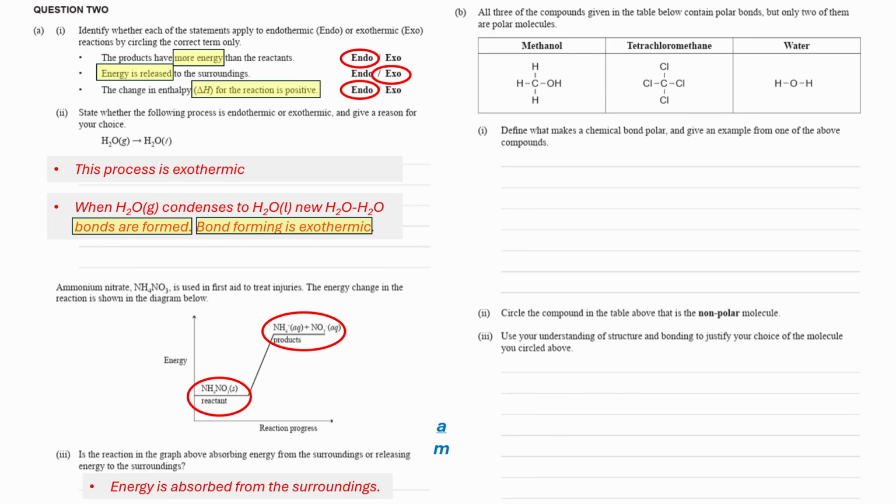Okay, B, on the right-hand side here, we can see all of these compounds given in the table below contain polar bonds.